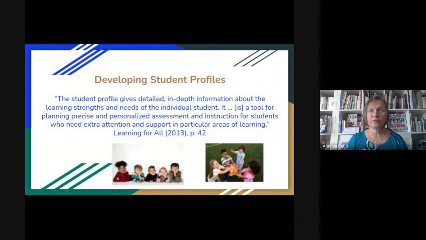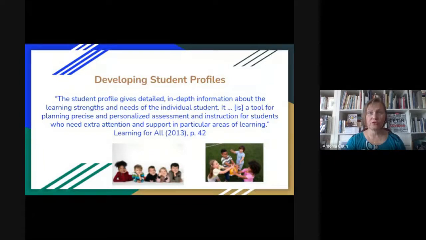Where do student profiles fit into our support of multilingual learners in the FSL classroom? As we develop student profiles, we get to know our learners so that we can identify how best to help them learn. How do they learn? What are their strengths and challenges? What motivates and engages them? How do we do this? We regularly make observations, we listen, and we ask questions.